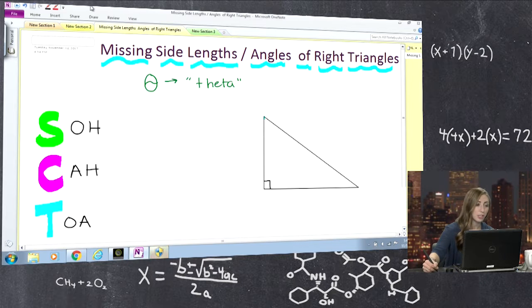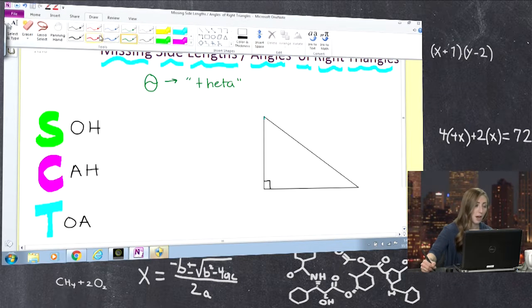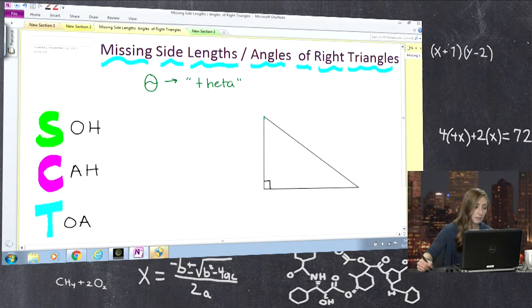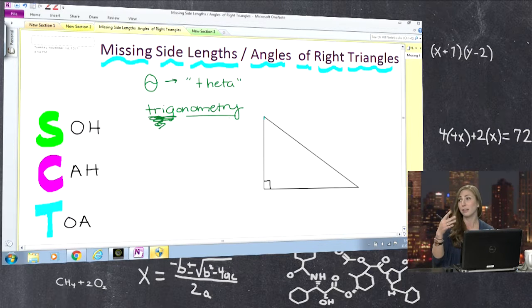So trigonometry is based on, in fact, let's look at the word, trigonometry. All right, trigonometry is based on the study of triangles. So that's really what trigonometry is based on, the study of triangles. So trigo meaning triangles and ometry meaning measurements. So trigonometry is based on triangles.